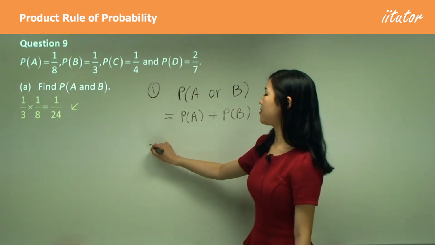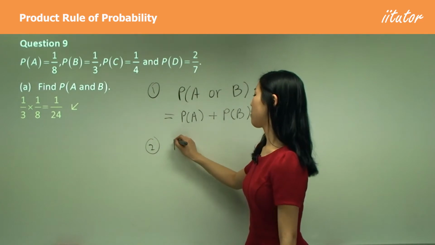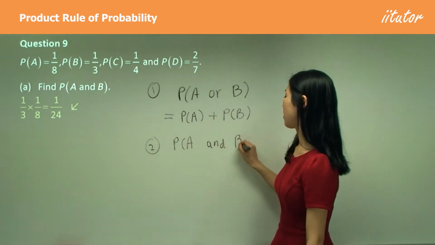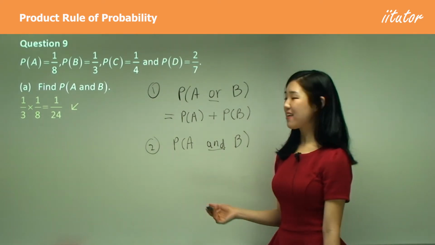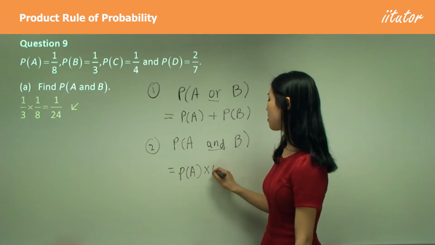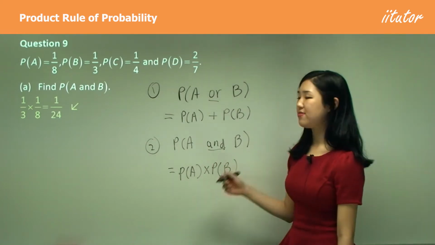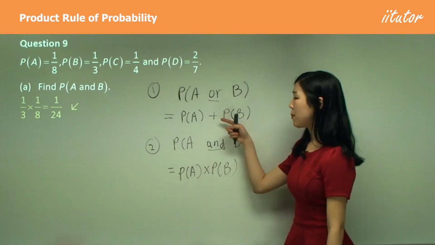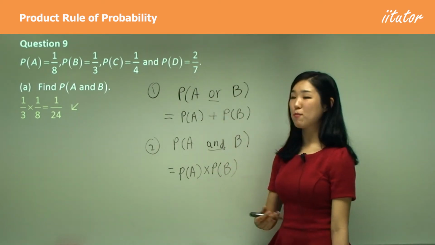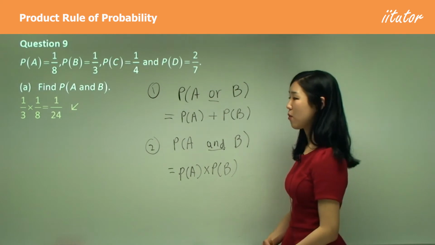Now the second case is this case here, when we want to find the probability of A and B. What do you think will happen here, guys? If it's and, you simply do the probability of A times the probability of B, and that's all you need to remember. Or plus and times, just remember it like that. That's why here we multiply the two probabilities and we get 1 on 24.